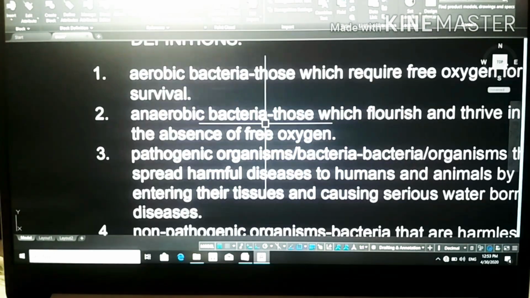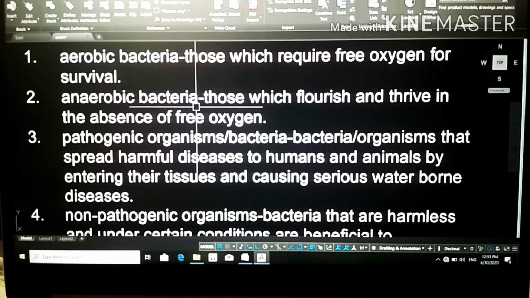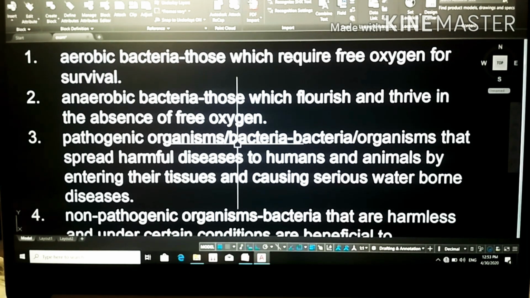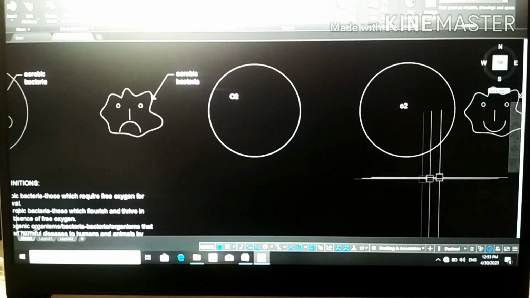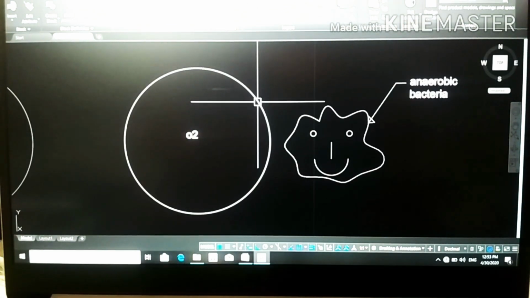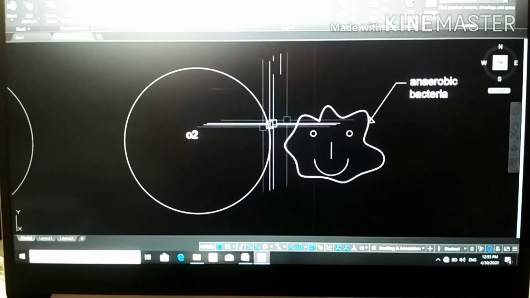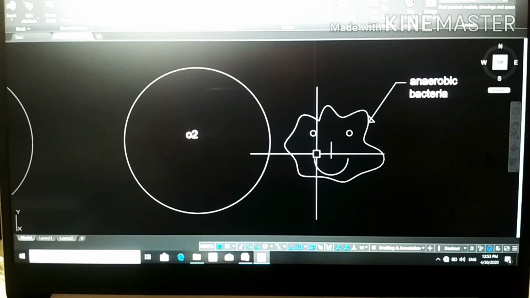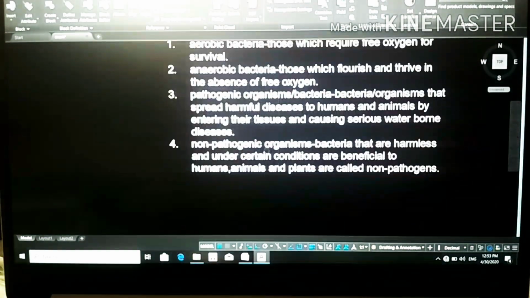The second one is anaerobic bacteria, those which flourish and thrive in the absence of oxygen. It means the organisms which can survive and complete their life cycle even in the absence of oxygen are known as anaerobic organisms. Consider this as an oxygen molecule, and this organism is surviving even in the separation from oxygen. Such bacteria are known as anaerobic bacteria.